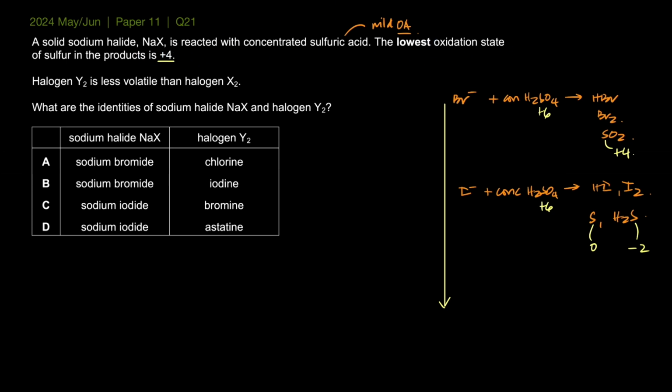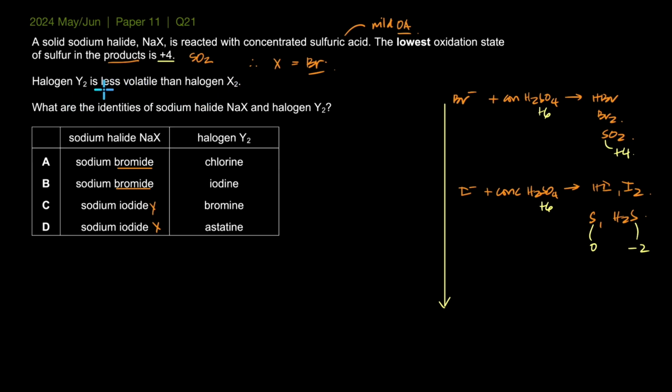That means the sulfur containing product in the products is SO2, which means therefore what is X? X is bromine, and the X ion is bromide. Okay, that's the first thing. So now you know X is bromide. Okay, not iodide, because iodide would have made this -2.